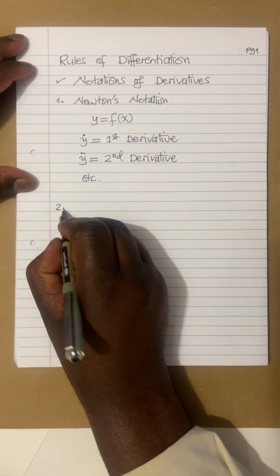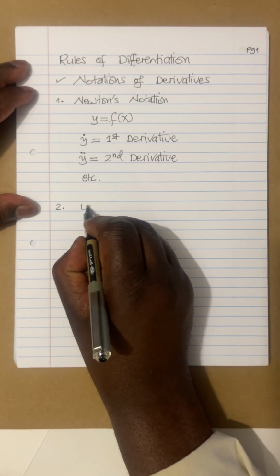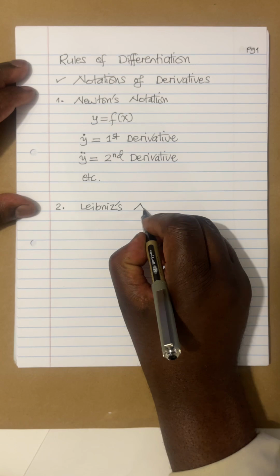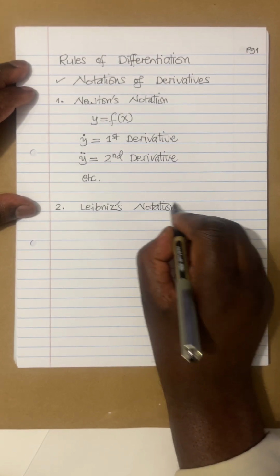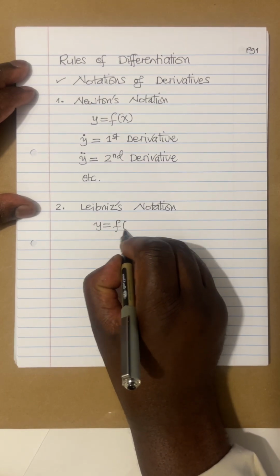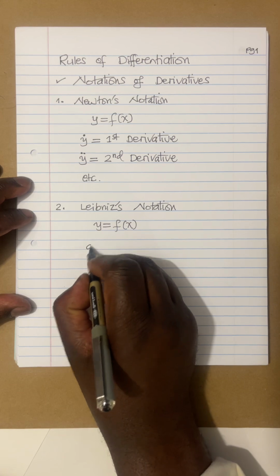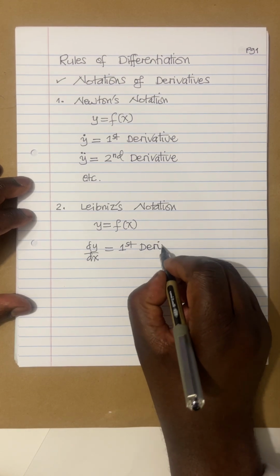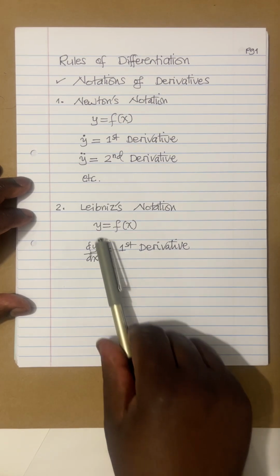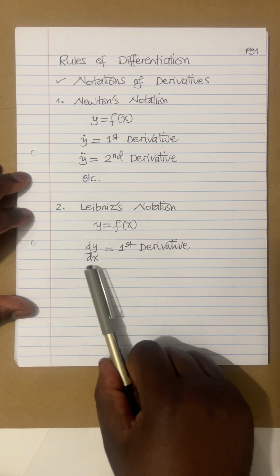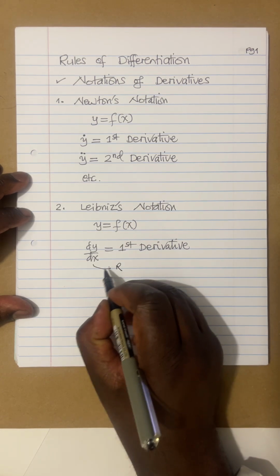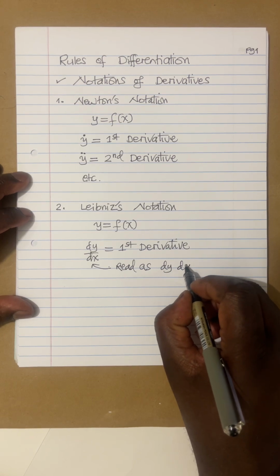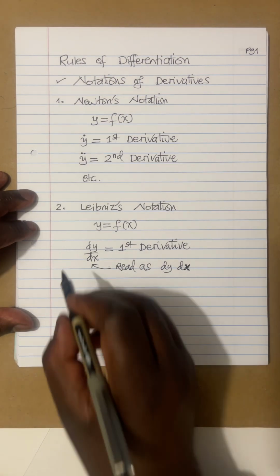Let's move on to the second notation we will need to focus on, which is Leibniz notation. So Newton's notation, we're done. Leibniz notation of the derivative. Again, if you're given the function y equals f of x, according to Leibniz, the first derivative will be dy dx. Notice that this one here is written as dy over dx, but we read this as dy dx. That's how we read it. Take note of that for the first derivative.